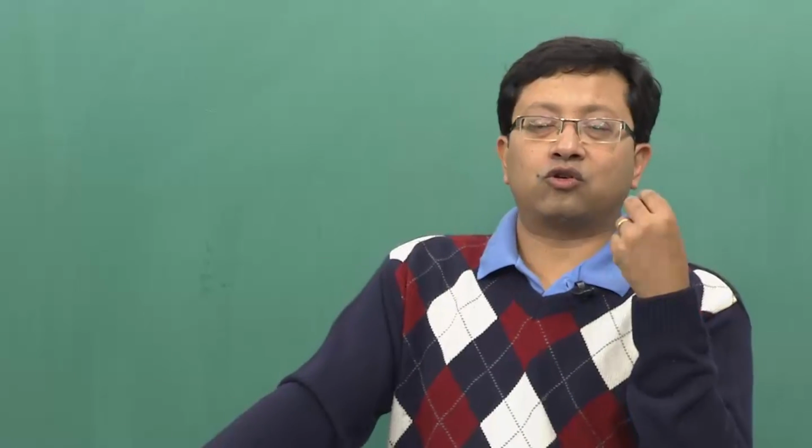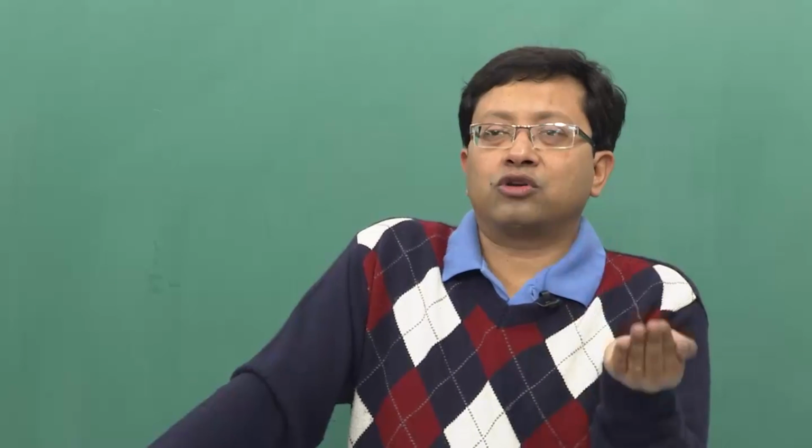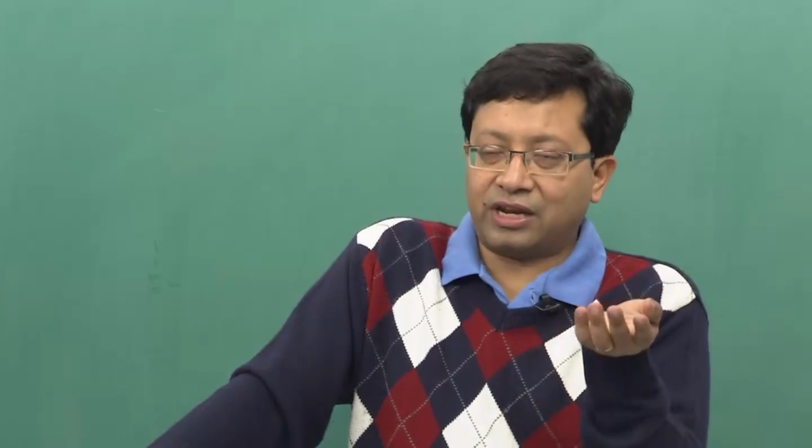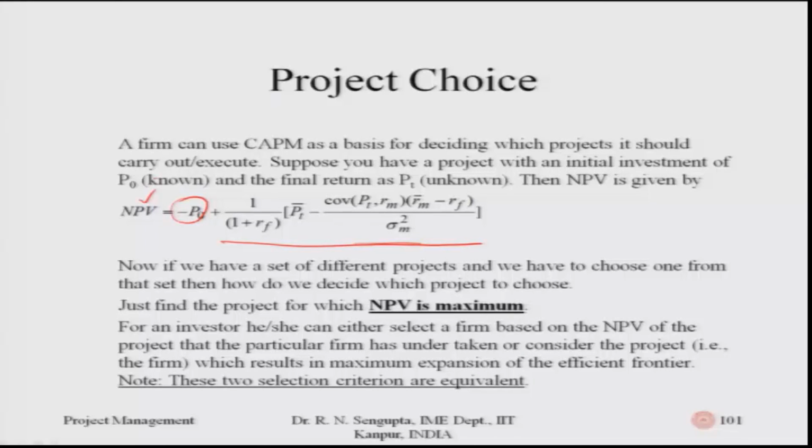Now, if there are two different projects with the same net present value, then what do you do? Then you try to find out the variance, considering the point in time at which you are taking the decision, and you take a decision accordingly. Higher variance means there is more uncertainty, lower variance means there is less uncertainty. And if we have to choose from a set of projects, we choose the one such that the net present value is maximum.